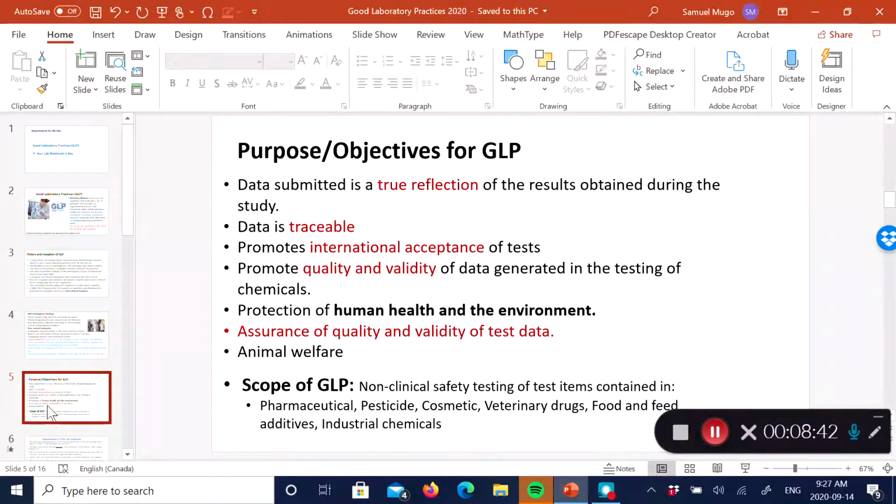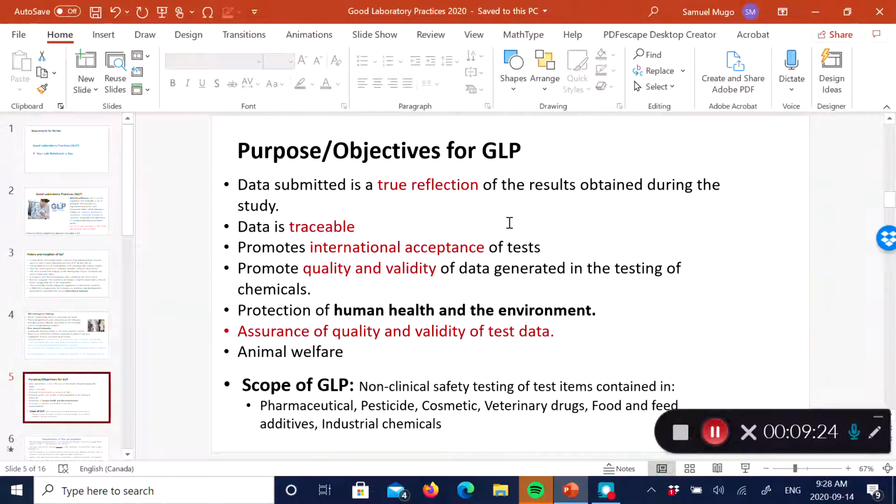So the purpose and the major objective of the GLP is the following. The data that is submitted must be a true reflection of the results that are obtained in the study. Very important, the data must be traceable. So whoever is trying to audit should be able to look at the data in the lab notebook and actually trace who did it, when it was done, which analytical methods were used, what were the standard operating procedures of that analytical method, and so on. And so the data has to be traceable.